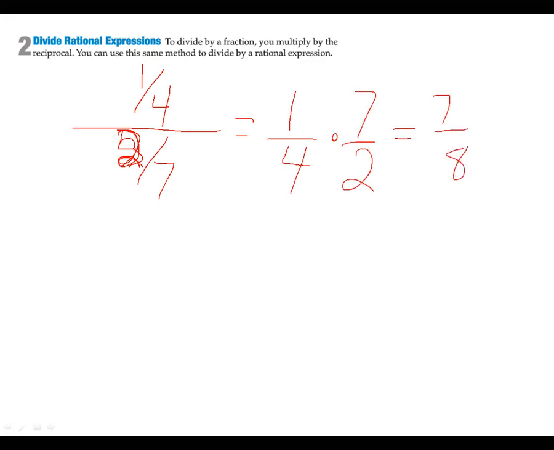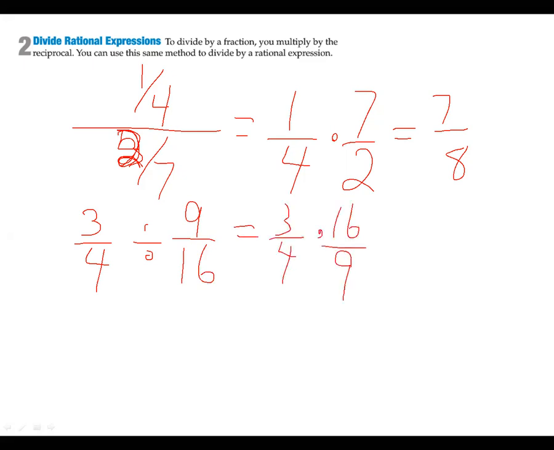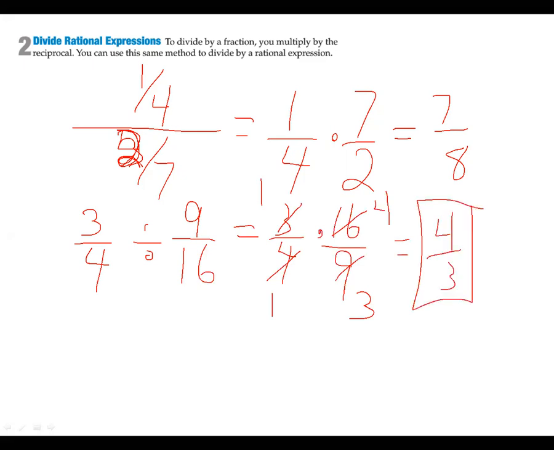Or if you had, say, 3/4 divided by 9/16, you would do 3/4 times 16/9. Then you could cross reduce, and you would get 4/3. Okay?